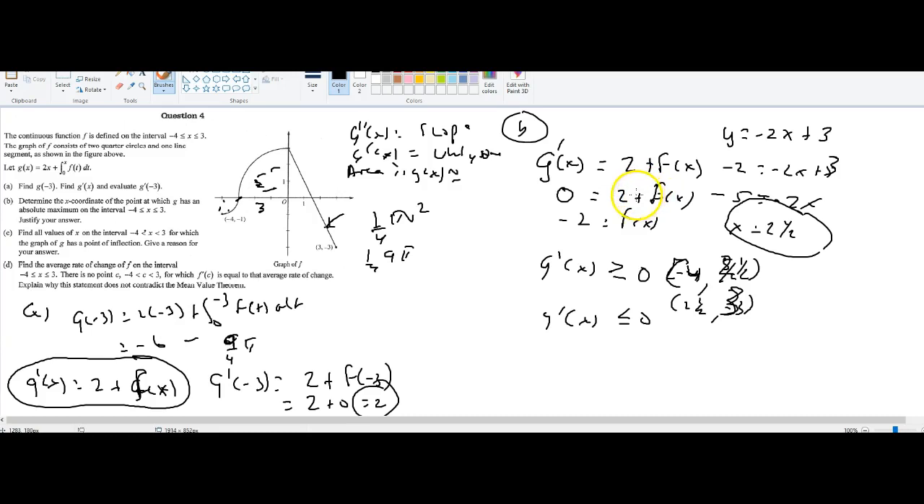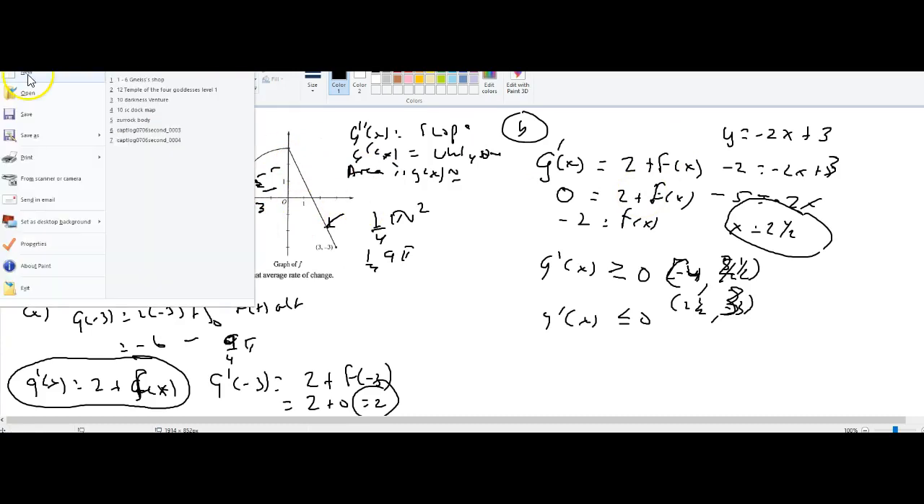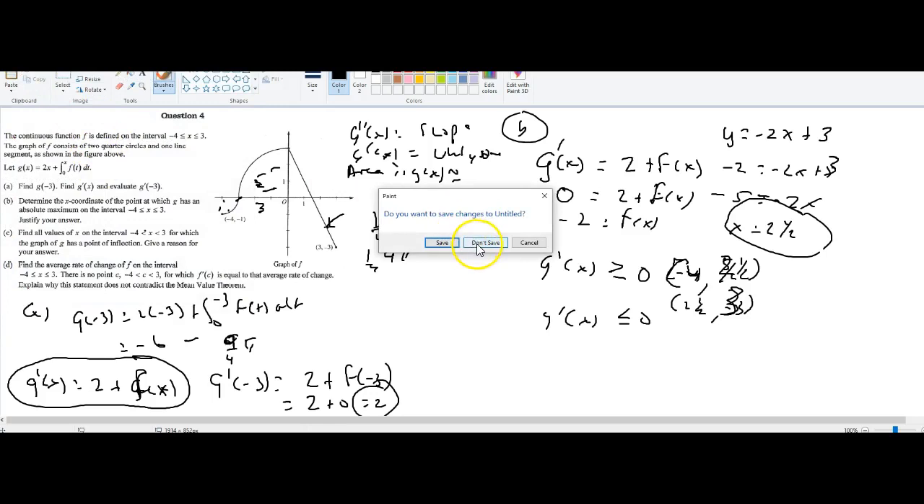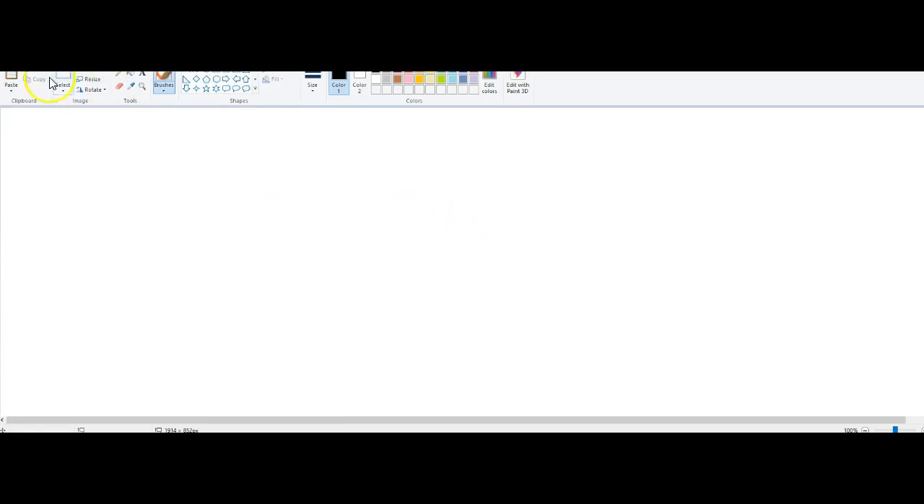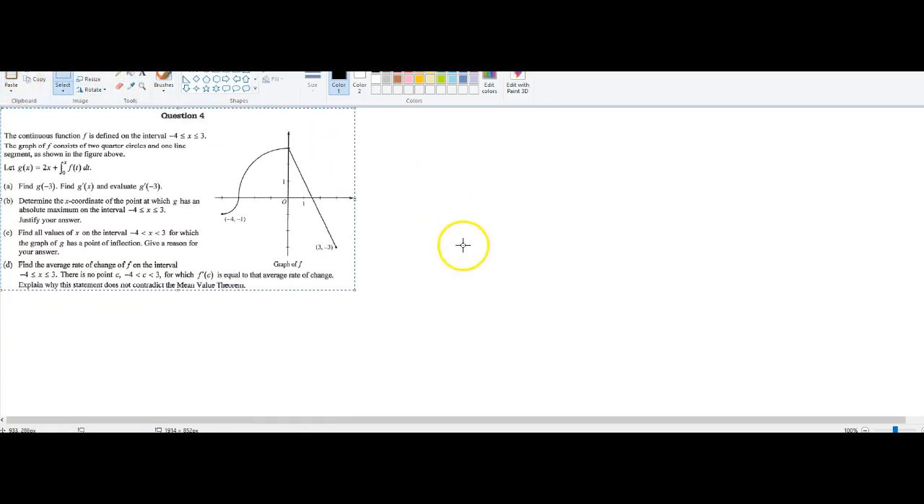Whew, sweating. Okay, I need some more room, so I'm going to clear my board. Let's see, file, new, clear, save. Here we go. Let's see, I can paste. There it is. All right, good.